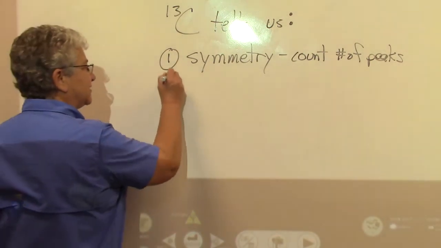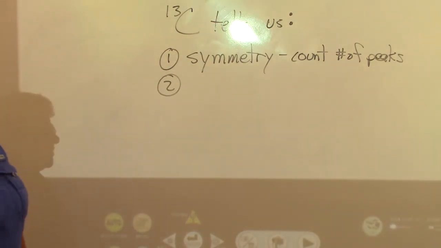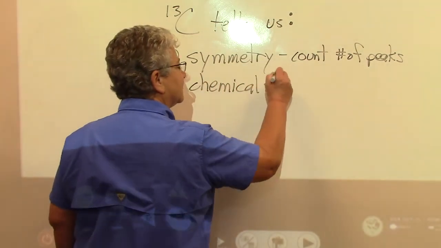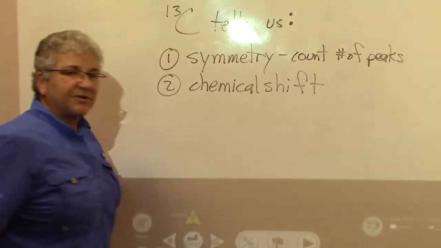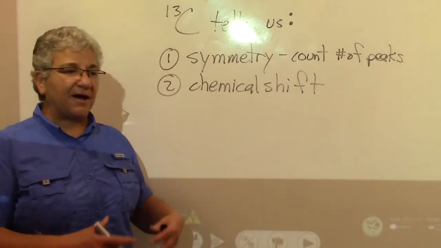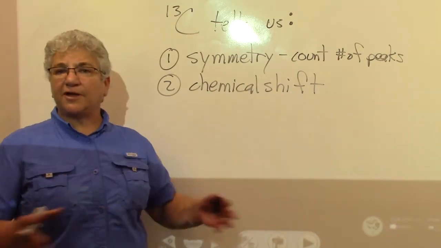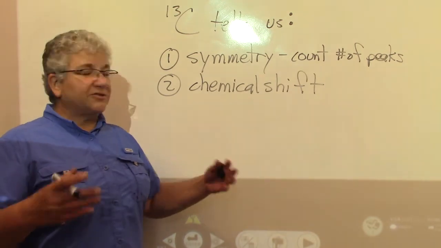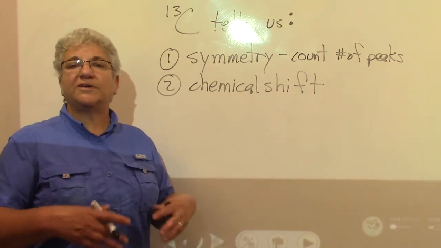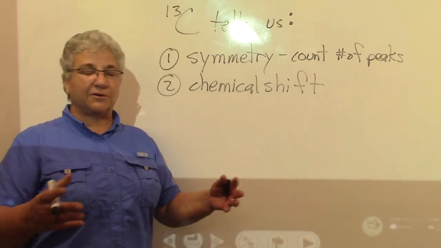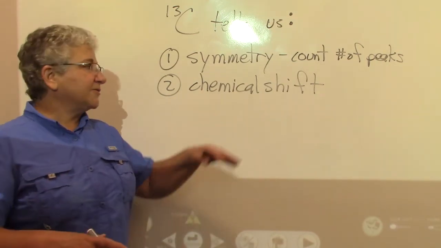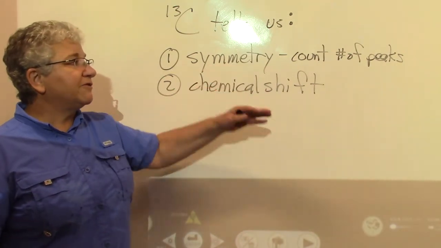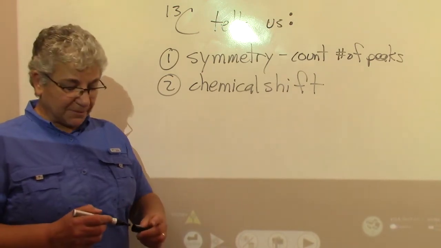And then the second thing to pay attention to in a C13 spectrum is the chemical shift. Because you now have thought about where things fall on that chemical shift axis, that chemical shift tells you about the environment, or what kind of carbon that atom is. So chemical shift tells you about environment or what type of carbon, and the number of peaks that you see tell you about symmetry.